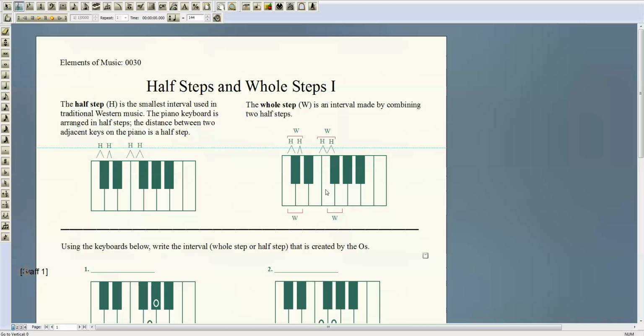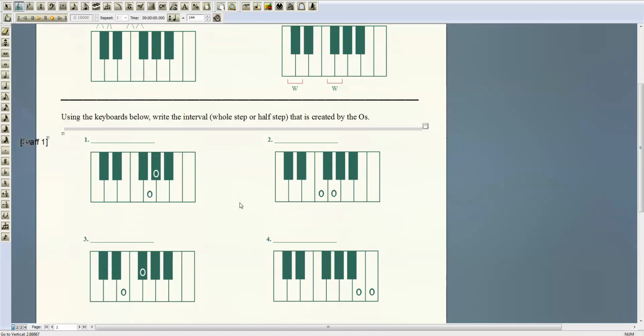Hopefully you got it right, and that's a half step. So we have to go from half step to second half step. So to get a whole step starting here on the E, we have to go all the way up to this black key, or green, right here, because one half step and another half step equals a whole step.